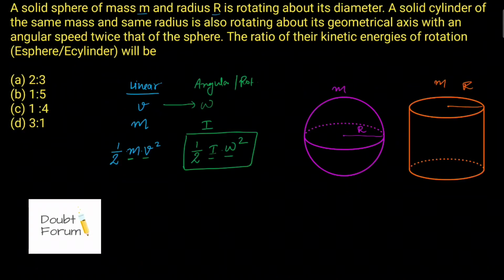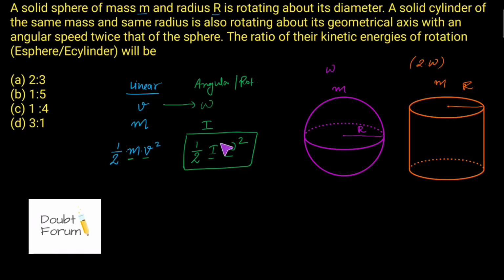Now one more thing is mentioned in the question, that the angular speed of the cylinder is twice that of the sphere. So if we consider omega to be the angular velocity or speed of the sphere, then the angular speed of the cylinder would be twice of this, so this would be 2 times omega. It is given in the question.